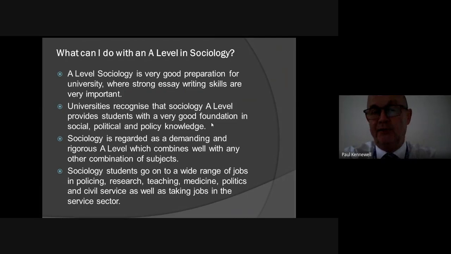It's good preparation for university because it relies on essay writing skills. Sociology is an academic A level, which will give a very good foundation in social, political and policy knowledge. It's demanding and rigorous, so it stands on its own with other A level subjects, and it can lead to a wide range of jobs. It can lead to careers in the police, research, teaching, medicine, a whole range of areas. I've had students go on to a multitude of subjects from studying sociology.